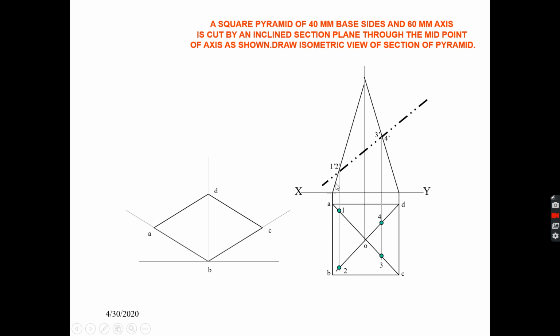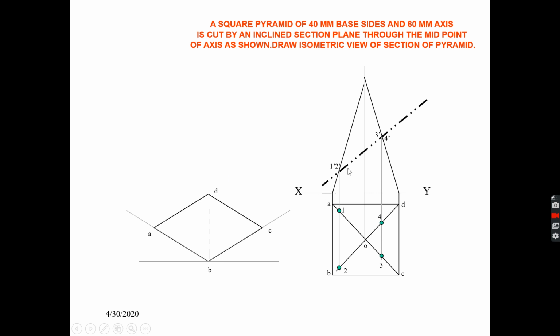Suppose you are drawing the slant edges first. For that you need the height of the axis, which is given to you. So you need to draw the axis of the square pyramid. Then you can join all the corner points with the top of the axis. But if you draw that, then you will not get the true length of the axis.